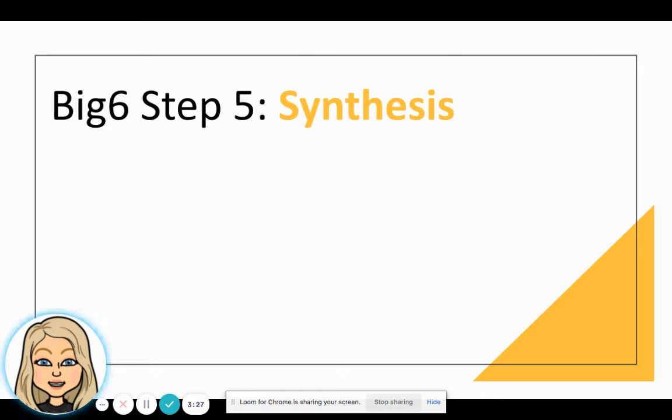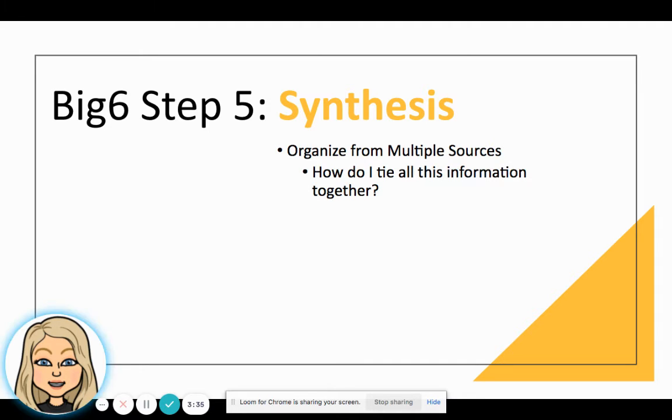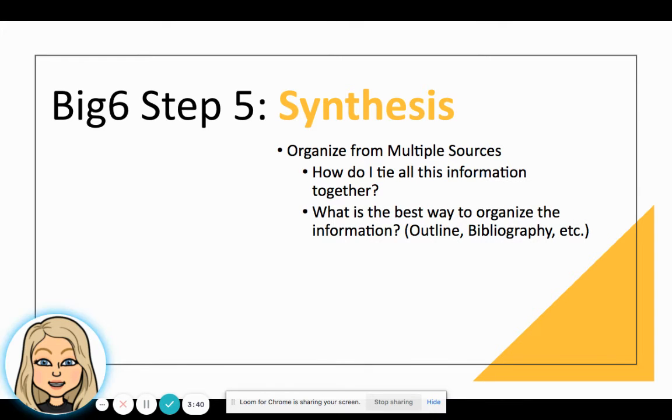Step 5 is synthesis. So you want to organize your information, and hopefully you have information from more than one source. So you need to think about, how am I going to tie all of this information together? What's the best way to organize the information? Do I need to do an outline or a bibliography? A lot of times this is something that you will have on a rubric from your teacher. But if not, if this is something you're doing just to solve a problem in your everyday life, think about what the best way for you to organize that information is.